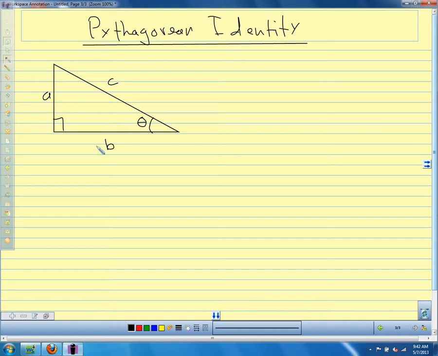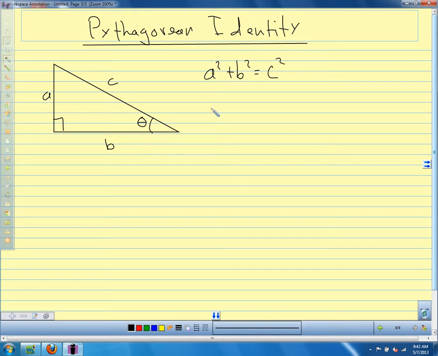What does the Pythagorean theorem tell us about this triangle? What does the Pythagorean theorem tell us? A squared plus B squared equals C squared. We know that's true for a right triangle.